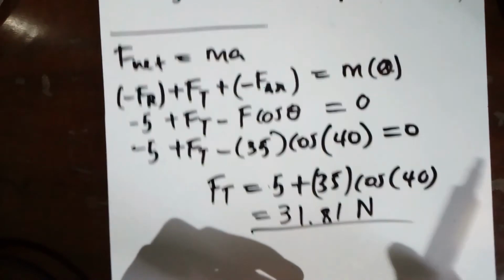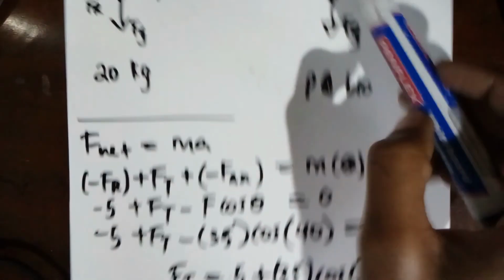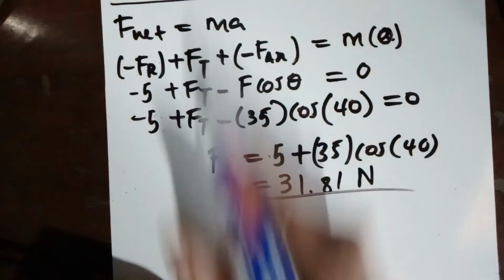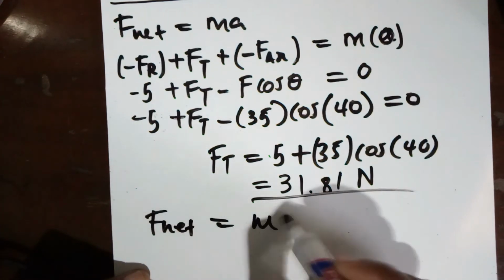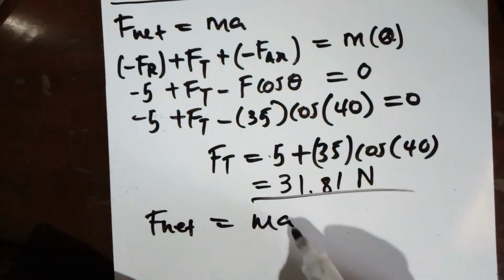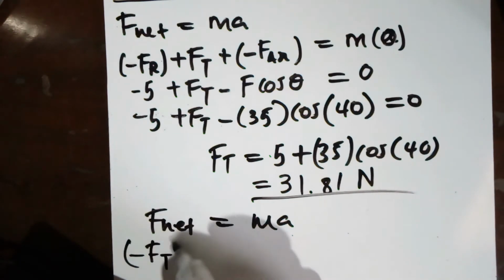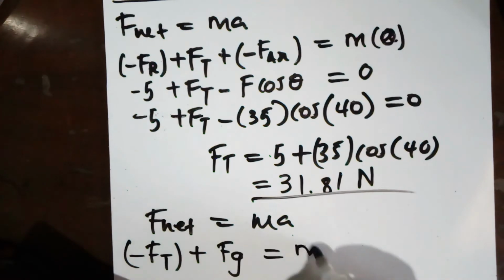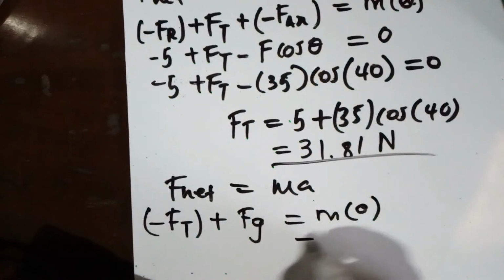So now let us find F net for this situation. We only have two forces. We said up was negative, so F net will be equal to ma. And because it's moving at a constant speed, it's still going to be the same thing. A is going to be 0. So it's going to be negative Ft plus Fg, because we selected downward motion as positive in this case. And then the entire thing is just going to be equal to 0.